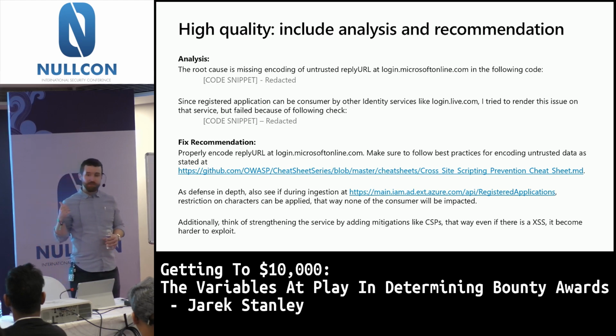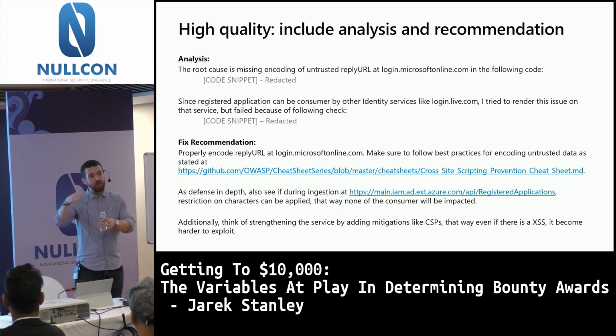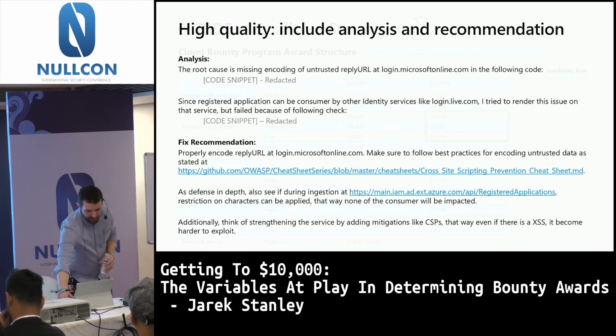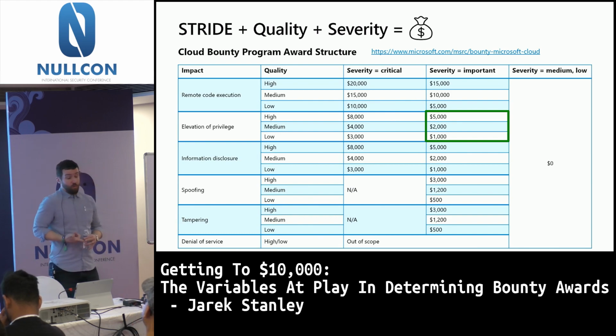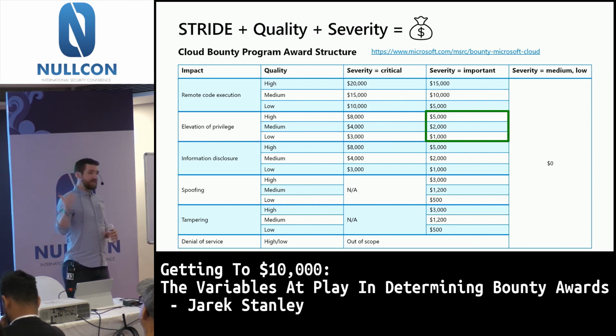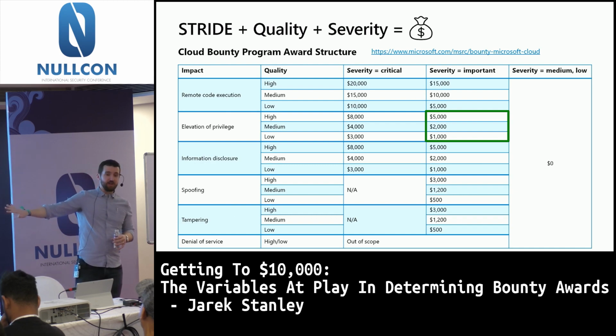This is just one example, but I hope by showing them low, medium, high quality, this gives you some concrete stuff. I'll put these online right after this presentation that you can use in your vulnerability submissions. But let's see how this pays out. So STRIDE, understand the impact: quality, severity, equals exactly bounty. This is the same information that's on our public website.